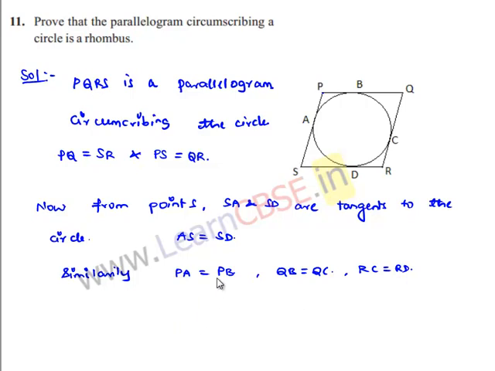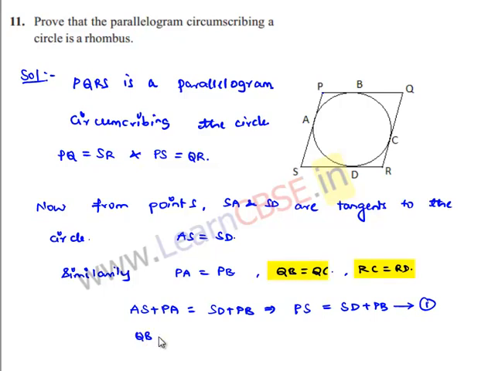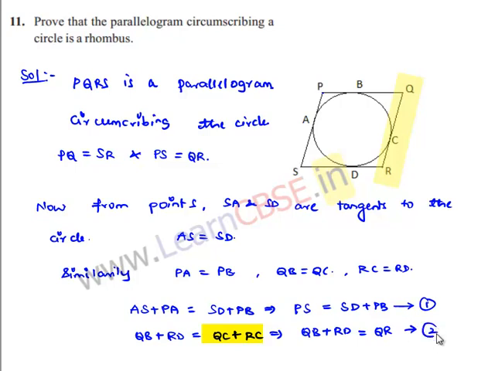So now let us add the first two equations. Then we get AS plus PA is equal to SD plus PB, which implies from the figure AS plus AP is equal to PS, which is equal to SD plus PB. Name it as equation number 1. Then let us add the other two equations, that is QB plus RD is equal to QC plus RC, which is equal to QR. Let us name it as equation number 2.